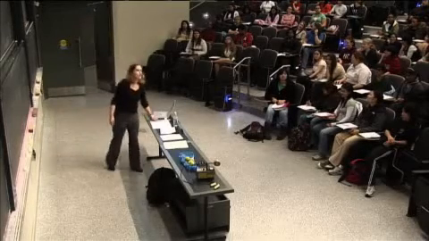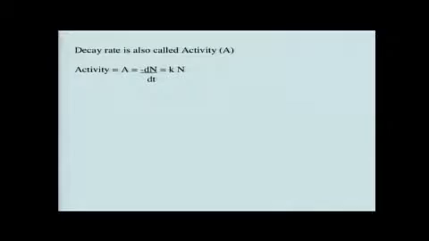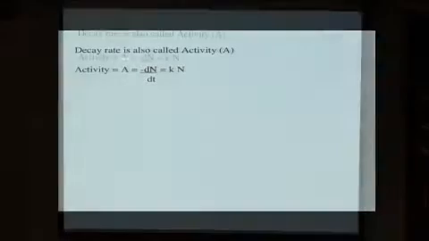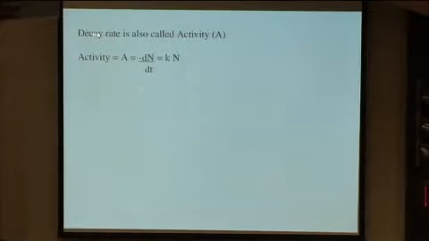So we do have a term A that we talk about in this unit. Instead of the concentration of A, it's activity. And so activity here, the decay rate, is also called activity, capital A. And so this is equal to the change in the number of nuclei, or our decay constant times the number of nuclei.